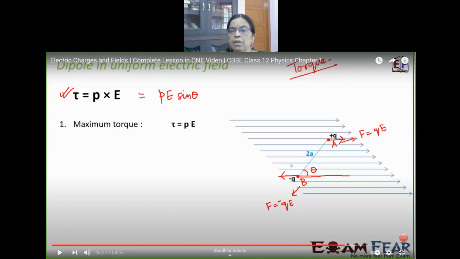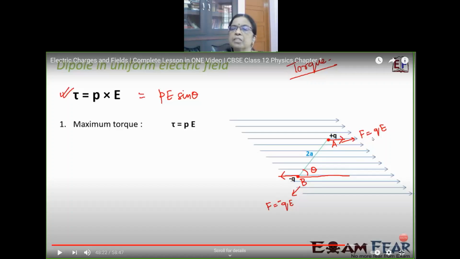And here, when a charge is kept in an electric field, we know it experiences a force F equal to QE. That is what we have studied. E equal to F by Q, so F equal to Q into E. So each charge will experience a force F equal to QE.